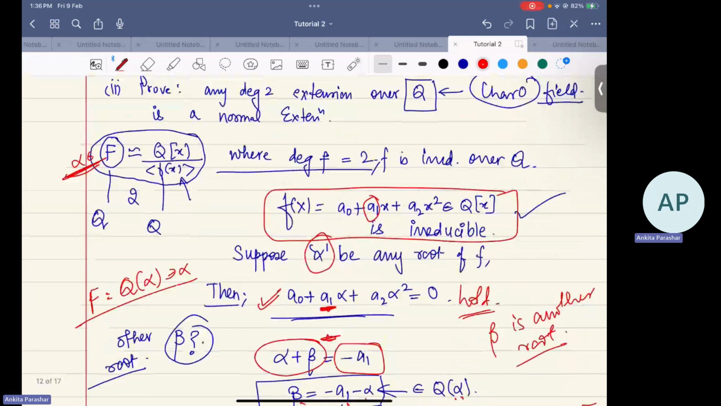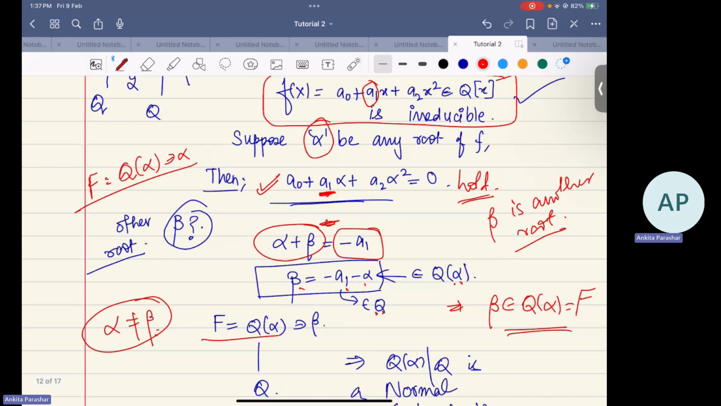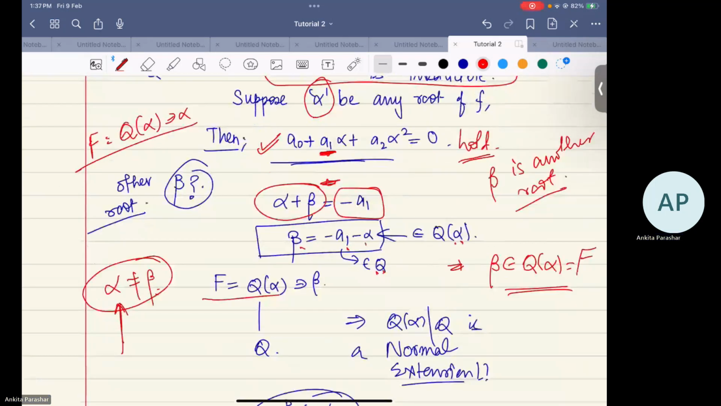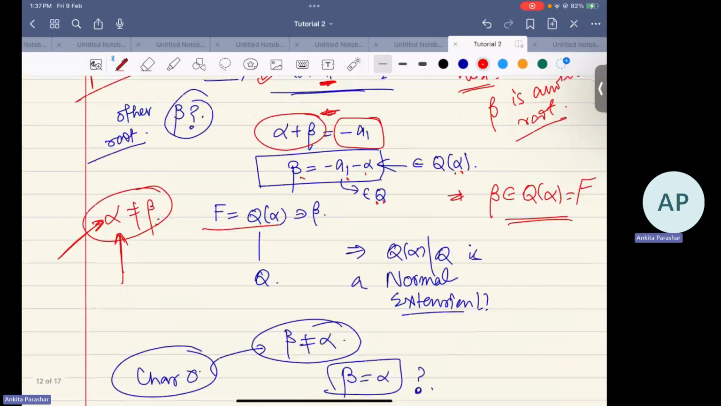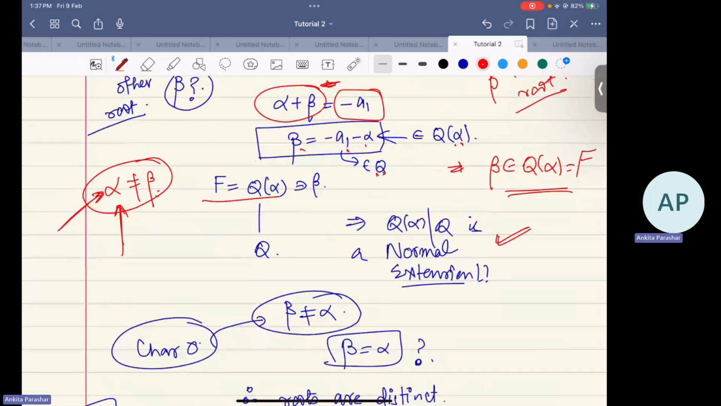Notice that alpha is not equal to beta. You are using this fact to say alpha plus alpha is not equal to beta. And in fact, for characteristic 0, this is true. This is true for characteristic 0, however, this proof doesn't work for a finite field, because this may be false for a finite field. However, this is true for a characteristic 0 field. Therefore, the roots are distinct and both lie in your extension field. Therefore, your extension is normal.